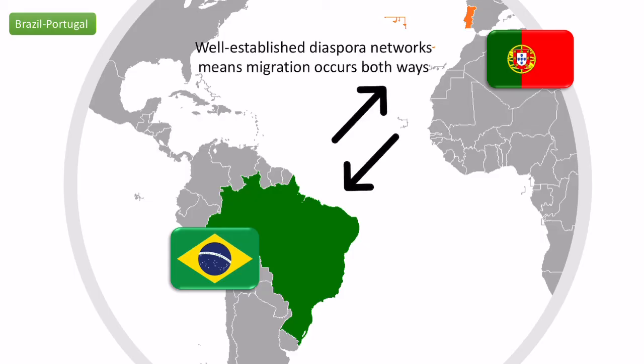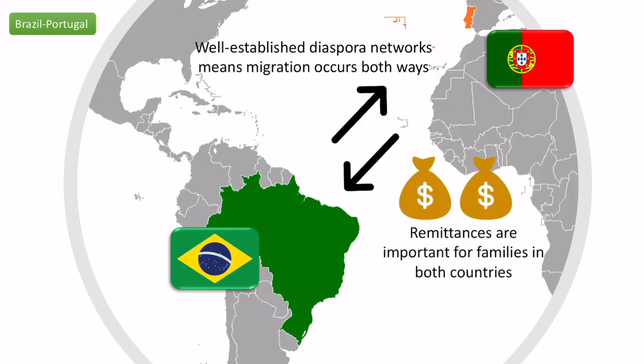As I said before, there's some really well-established diaspora networks that have happened over kind of generations and generations, and so migration happens both ways. Brazilians going to Portugal, Portuguese people going to Brazil. And because of that, not just people going, but money's being transferred by people making them in the other country. And these are really important for the families back in the source country for development on a very localised level.